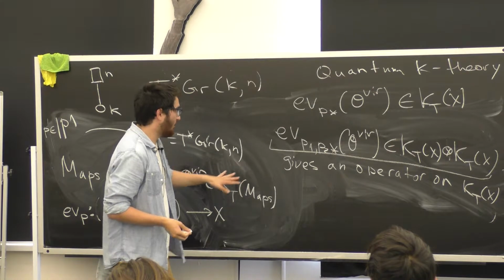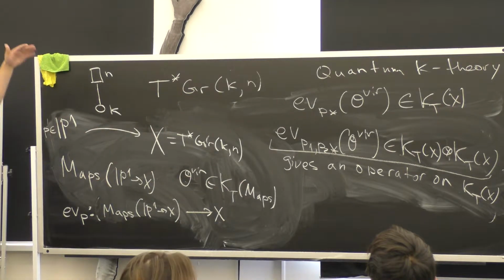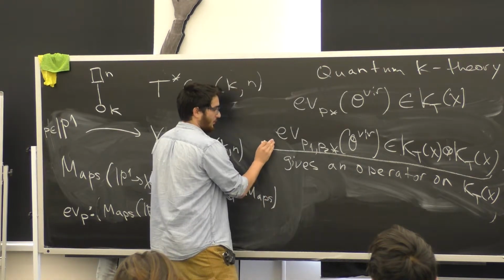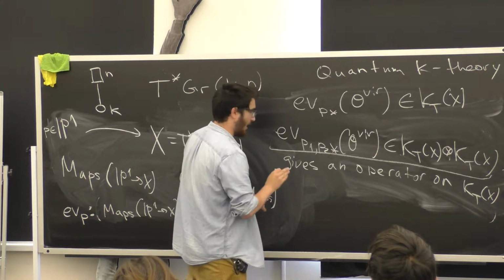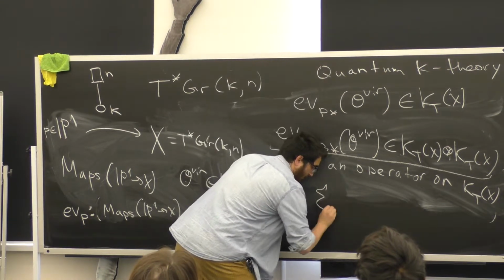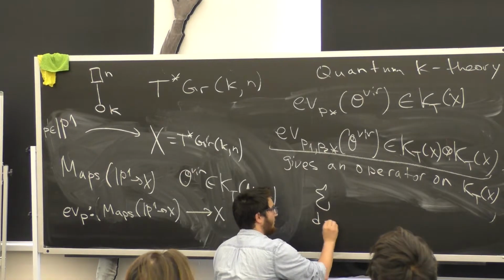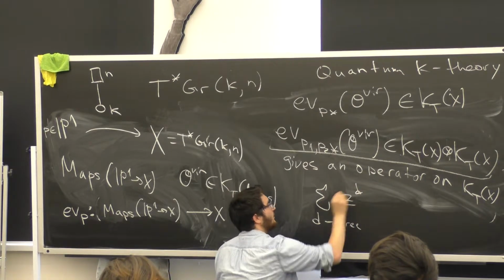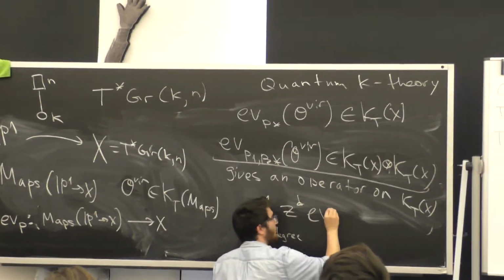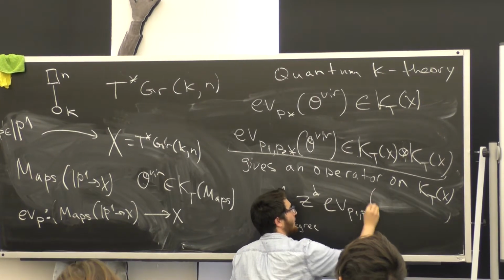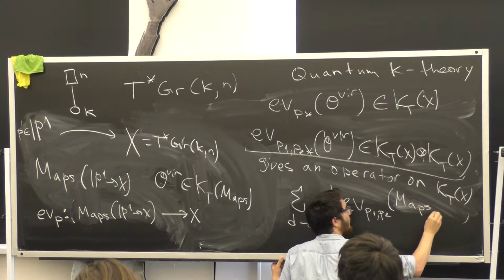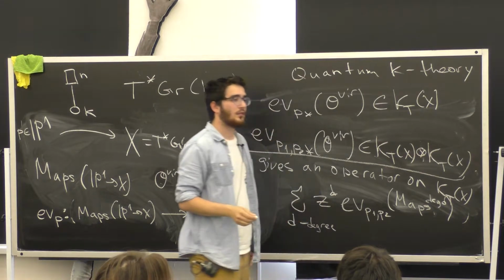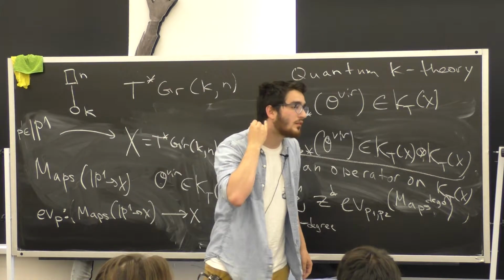And well, we took the whole space of maps, and the degree can be whatever. It's better to have a generating function. So it's better to actually write down something like a sum over d, which is just degree, z to the d times evaluation at p1, p2, going from maps of degree d.